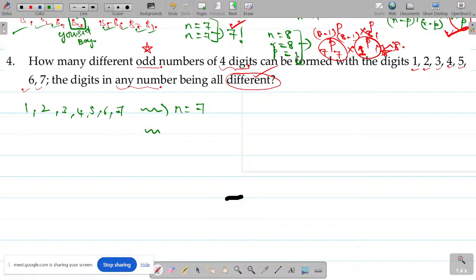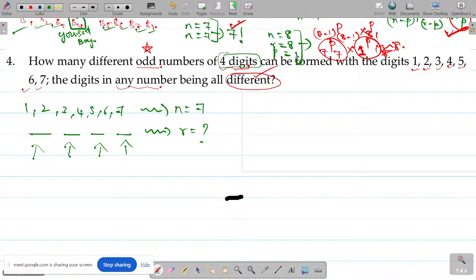I have to take R. What is R? I have to form 4 digits only, so R is not 7 here. What I have to do here? I have to form only a 4-digit number. You know this place: this is called the ones place, this is called the tens place, hundreds place and thousands place.